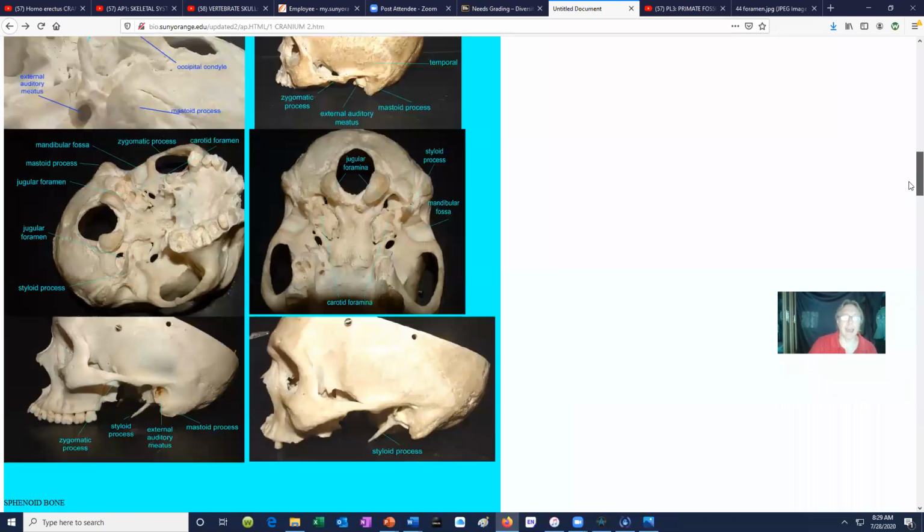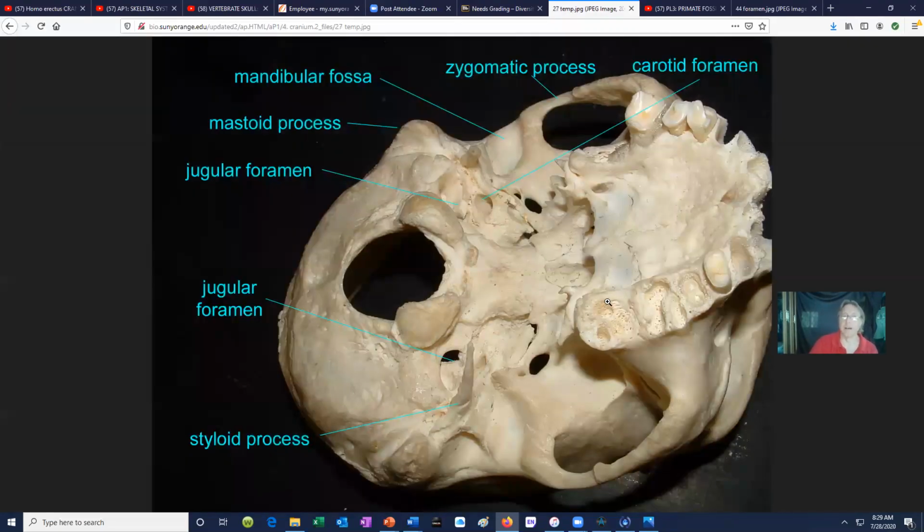And then when we look at an inferior view of the skull, we can see openings or foramina. And so notice here you have the carotid foramen or the carotid canal. It is here that the internal carotid artery passes through the skull to send oxygen to the brain. And then posterior to it, you have the jugular foramen, which is a bit larger for the internal jugular vein, but also some cranial nerves.